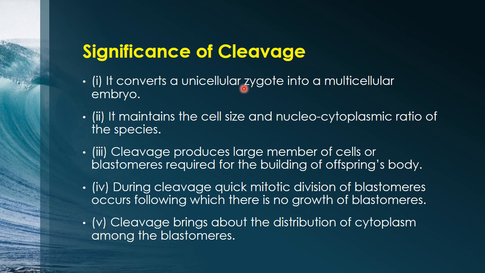So what are the significances of the cleavage? The cleavage process converts a unicellular zygote into a multicellular embryo. It maintains the cell size and the nucleocytoplasmic ratio of the species. Cleavage produces the large number of cells, the blastomeres, which are required for building the offspring's body. During cleavage, quick mitotic divisions of the blastomeres occur, following which there is no growth of the blastomeres. Cleavage also brings about the distribution of the cytoplasm among the blastomeres.